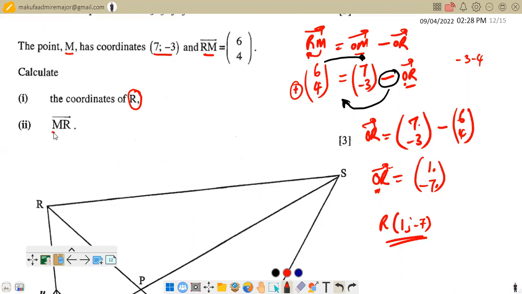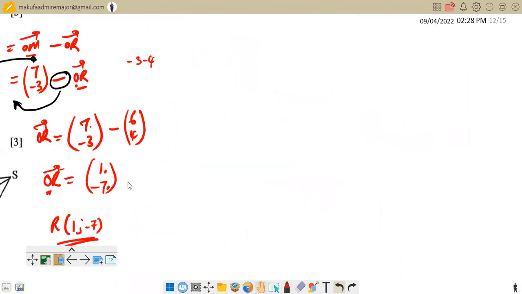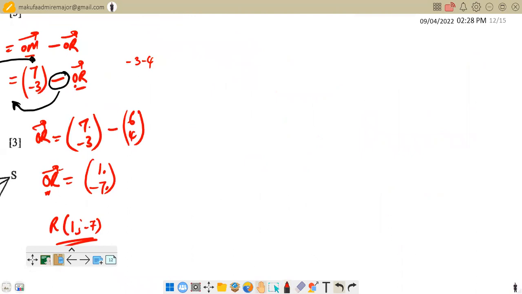Then vector MR. So we now need vector MR. Take note, we have got the point M, we have got the point R. In this case, we calculated this R, which is (1, -7). So where are we going to have our MR? We are just going to use the formula just like what we did here. So MR, in this case, this is our item 2. So MR is going to be OR minus OM.